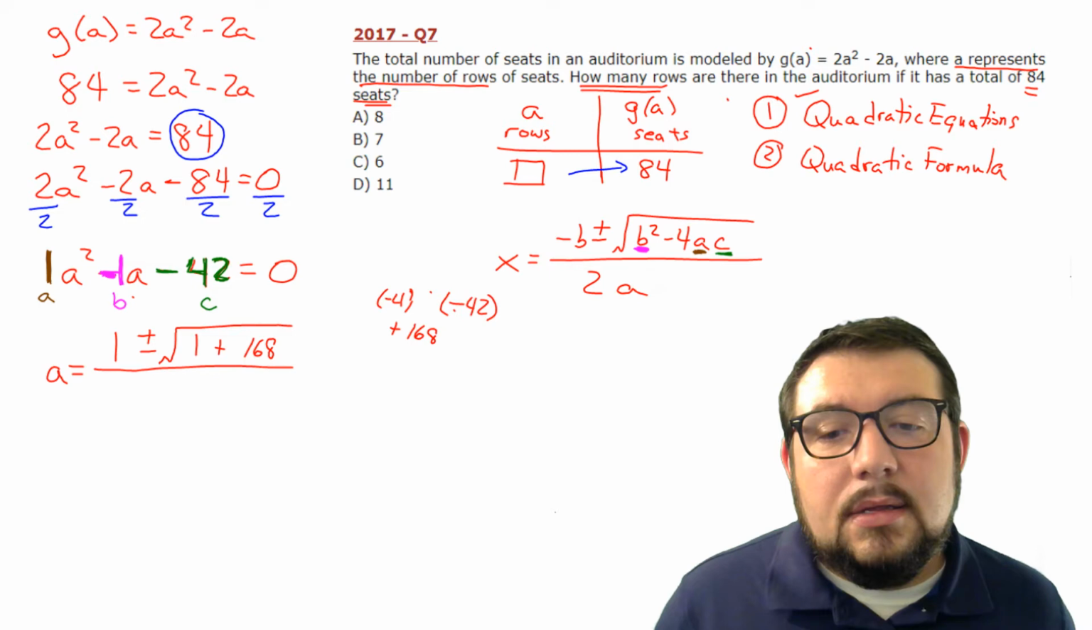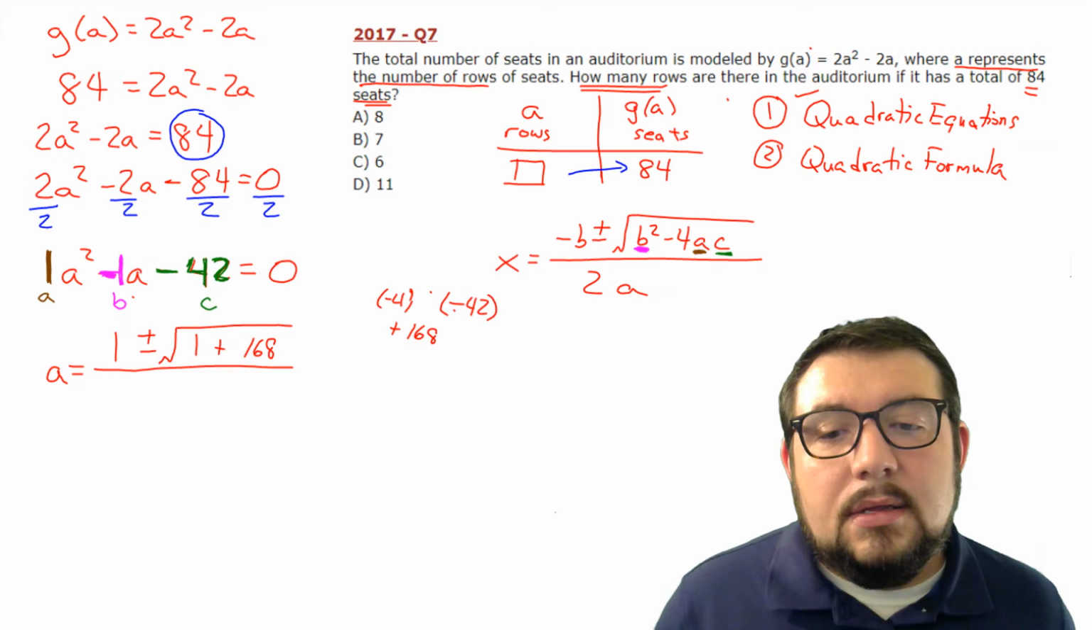Okay, so now I can get rid of my little scratch paper area here. And now we're just going to simplify this even further. A equals 1 plus or minus, well, the square root of 169 is 13. 13 times 13 makes 169. So the square root of 169 is 13. And then we're going to put that over 2.